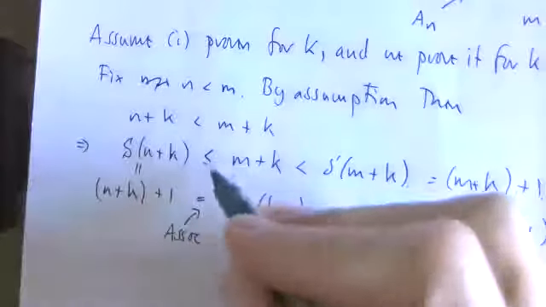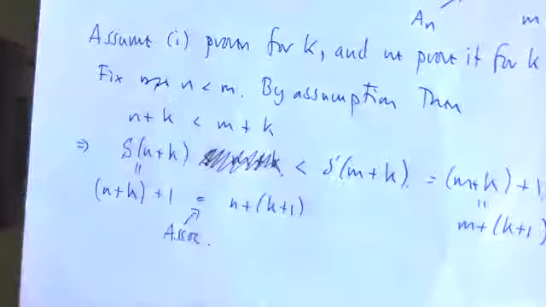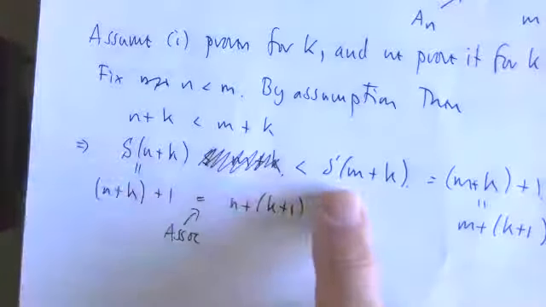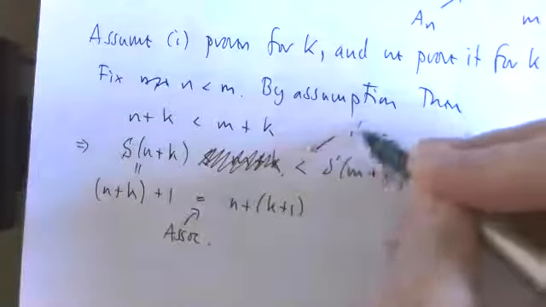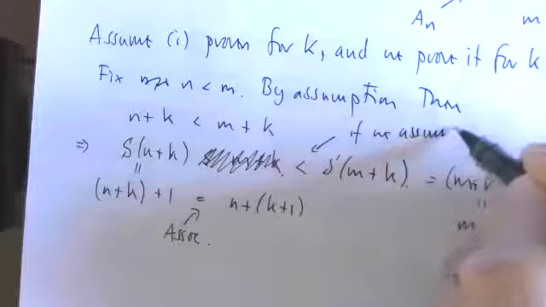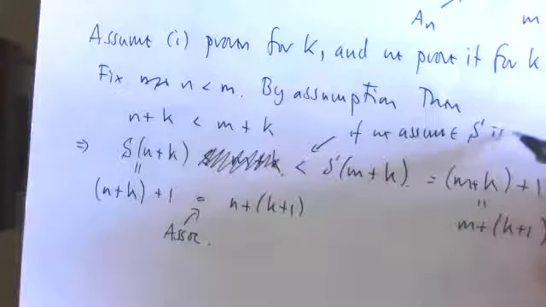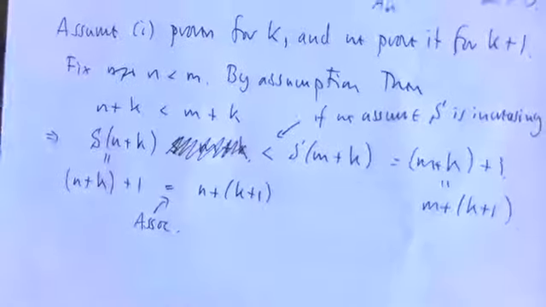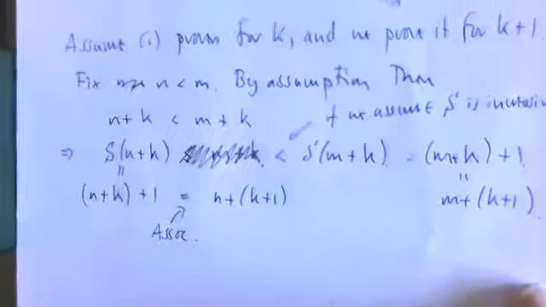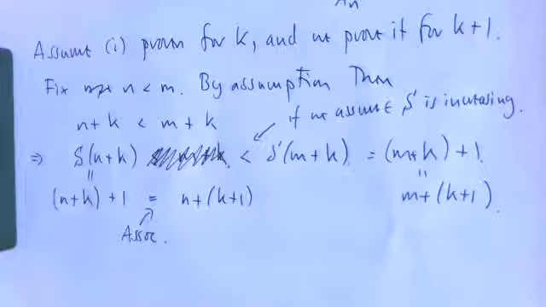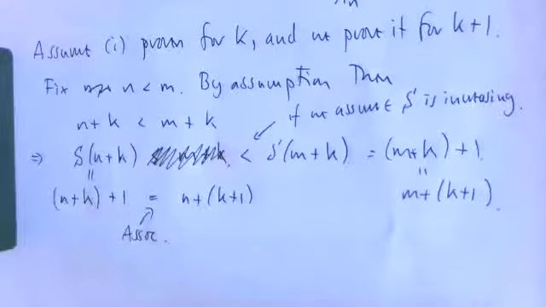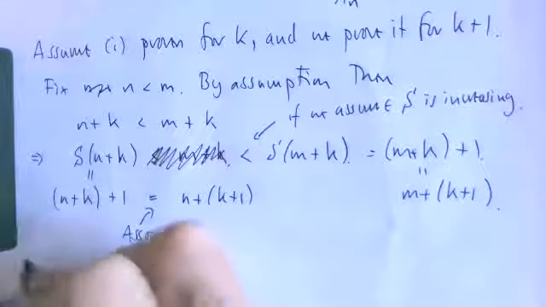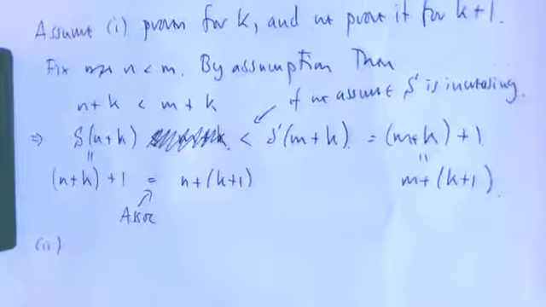I guess I don't really need to say this bit here, if we're assuming always that the successor function is increasing. So this will give us it for k plus 1. So that's part 1.